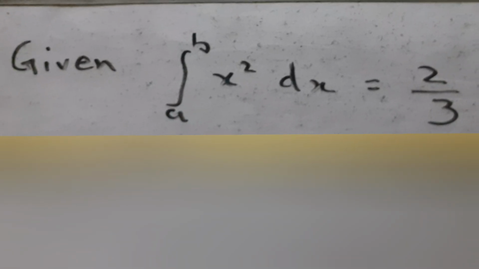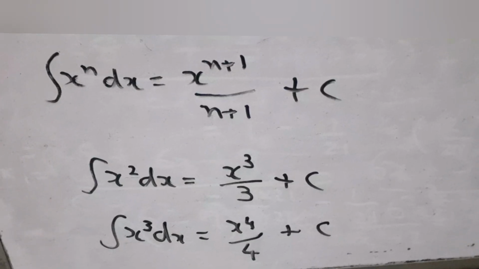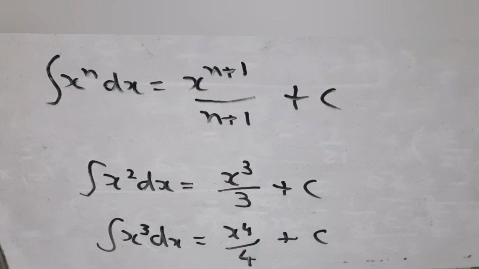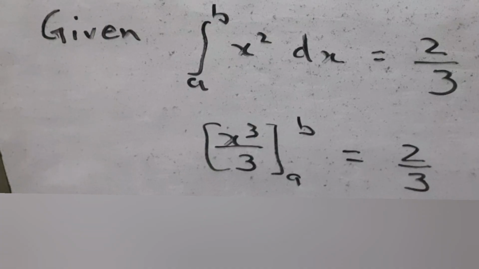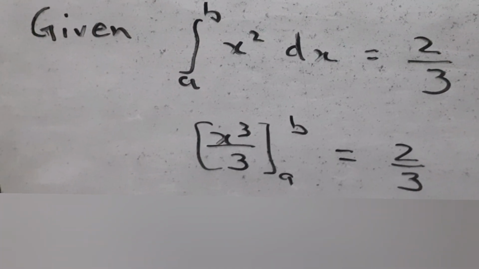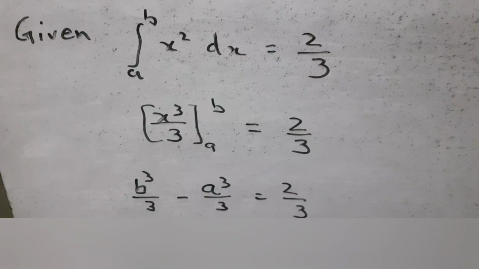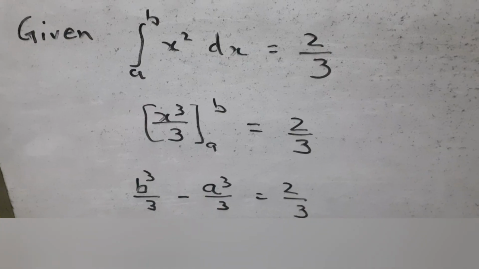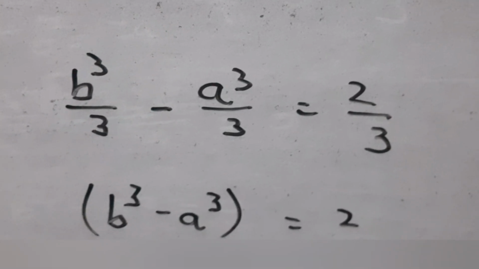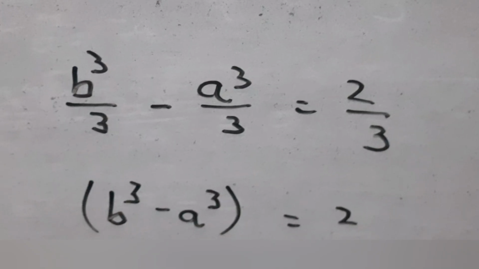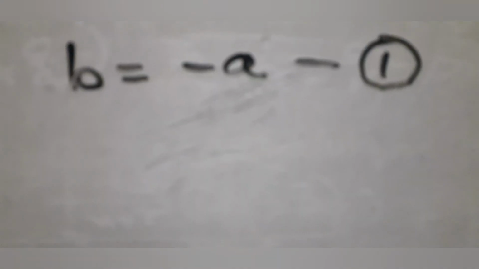We start with the second integral. Use integration formula and then apply the limits. Multiply both sides with 3 to get b cube minus a cube equal to 2. Use equation 1 to replace b with minus a.